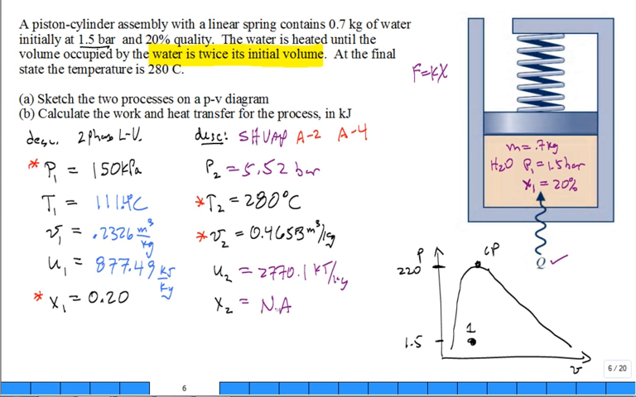Somebody says, I'll give you like a 1.32 quality. Quality is never over 100%. If you ever calculate a quality that's over 100%, look for an error.